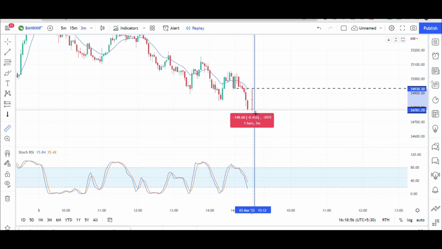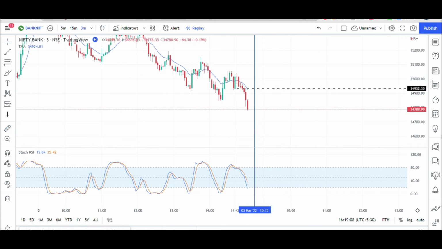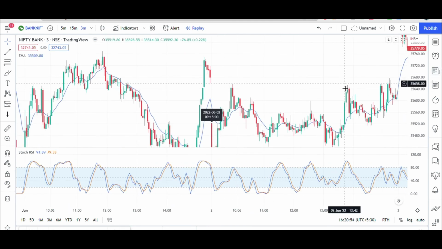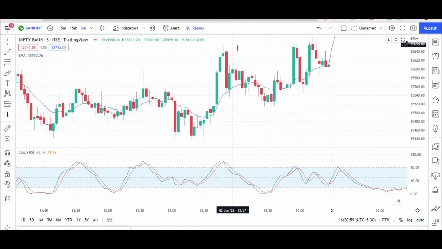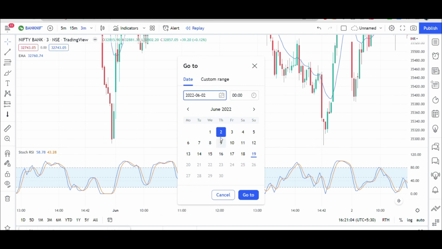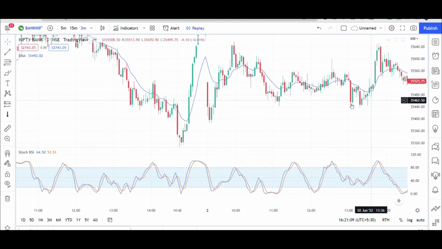This expiry, I will record the chart of the option as well, so that it will be easy to check the option chart. I will try to record the option chart. Again, let me take it to the 2nd June. This is 2nd June. And here you will see after 2 p.m. Where is it? 2nd June. Okay, here it is.